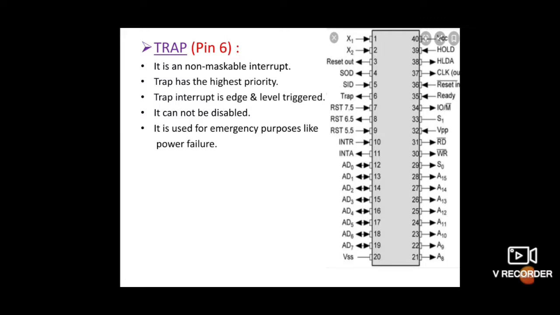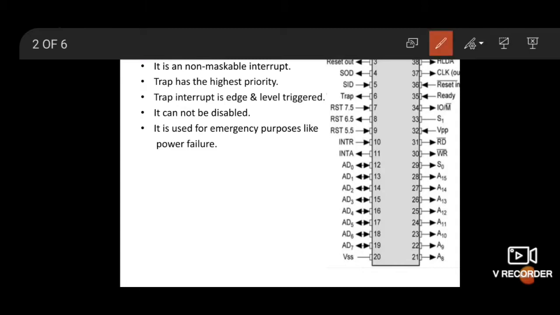So it informs the microprocessor it is an emergency. So TRAP cannot be masked. It is used for emergency purposes like power failure. Understood? What is the function of TRAP? See here. This is the TRAP pin.